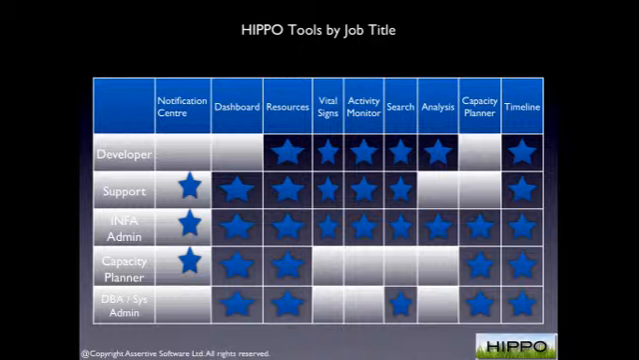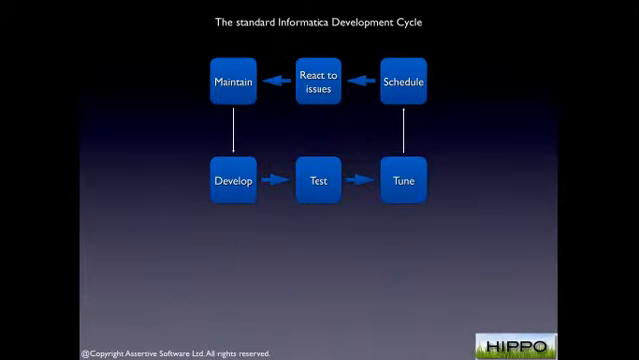And as you can see, a tool like timeline can be used by every single person involved in an Informatica environment, and the Informatica administrator can use every single tool within HIPPO. And then you can see for yourself how the other tools overlap between different roles within the Informatica environment. So HIPPO is not a one-size-fits-all. It's made up of a number of very targeted tools, but those tools have an overlapping relevance for people in an Informatica environment.